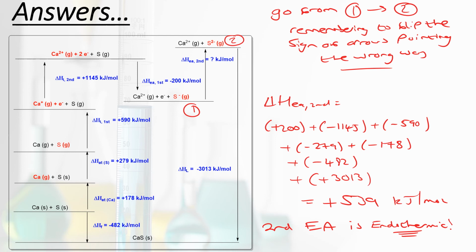And so using Hess's law, we just add these all together. So plus 200 plus negative 1145 plus negative 590 plus negative 279 plus negative 178 plus negative 482, and then plus positive 3030. And this gives us our answer of positive 539 kilojoules per mole, what we expect. Our second electron affinity is endothermic.